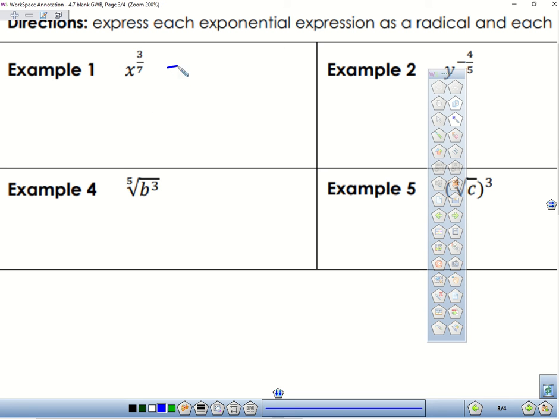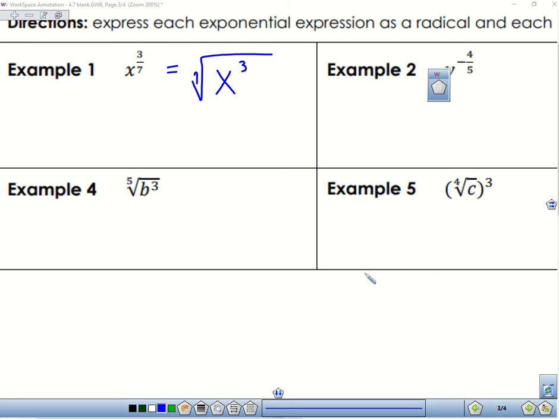Sorry, my tablet kept shutting off on me. It's going to be x to the 3rd power, and it's going to be the 7th root. So you basically put the 7, whatever your denominator is, on the outside of the root, okay? And whatever your exponent is, that's the number on the top. So that's how you go from fractional exponent to radical. So do I have any questions about that?